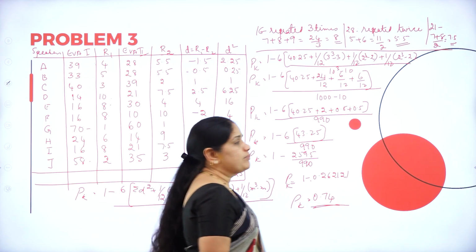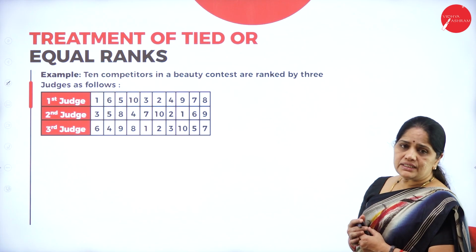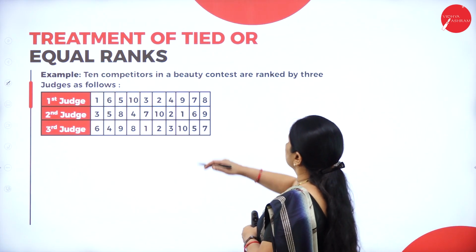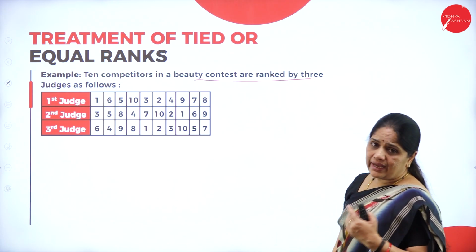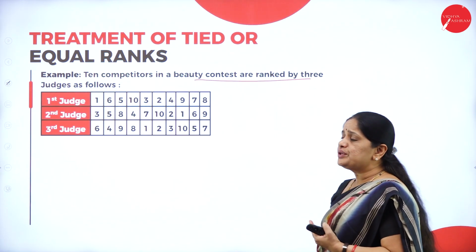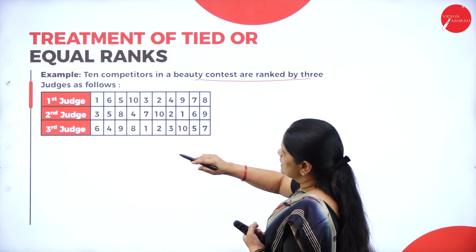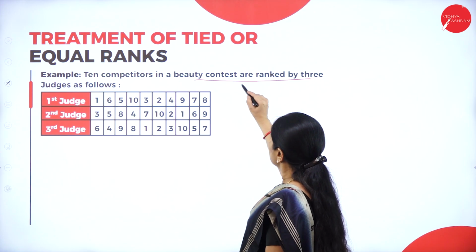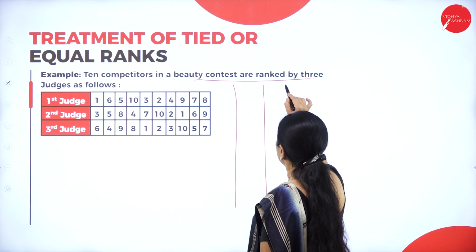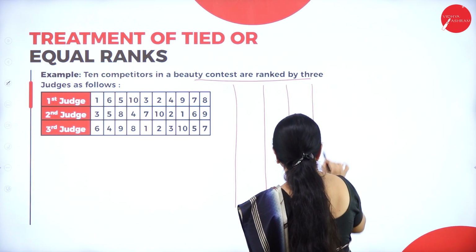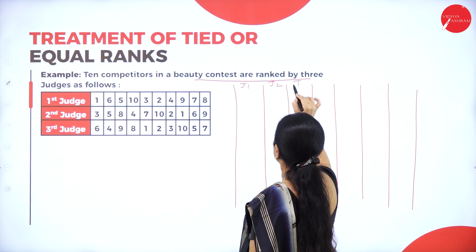Now the next problem. Now they have given here 3 judges. The evaluation of 3 judges in a beauty contest are ranked by the judges. Now when they have given us 3 sets of ranks, then how do we do the rank correlation? So here we have judge 1, judge 2 and judge 3. So I'll just write the table here itself, so you'll be able to understand.